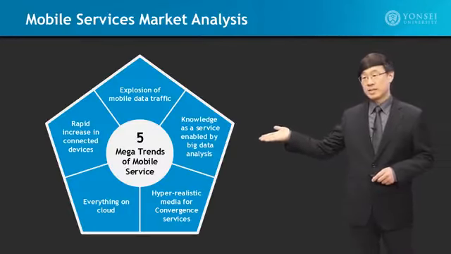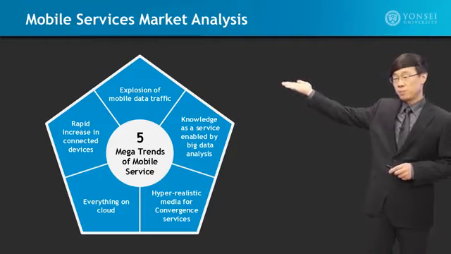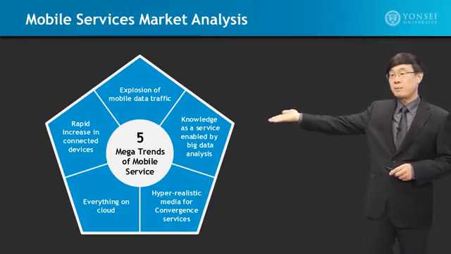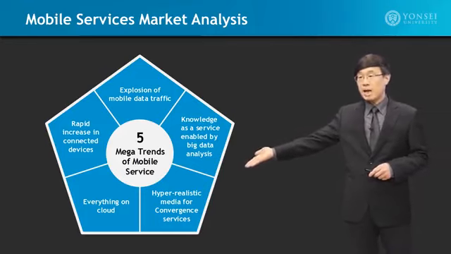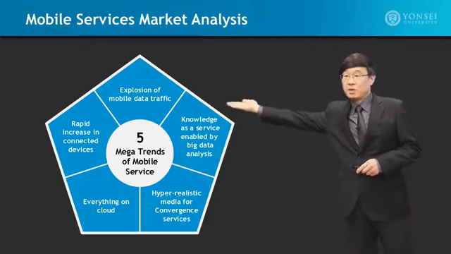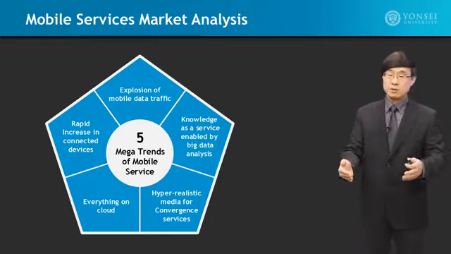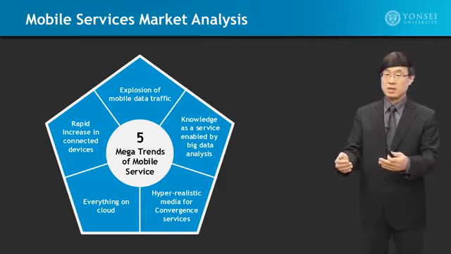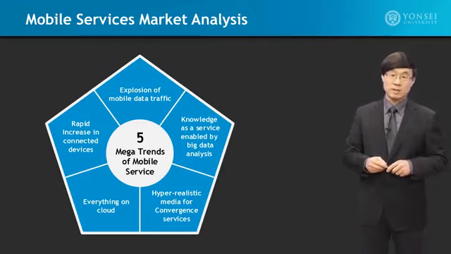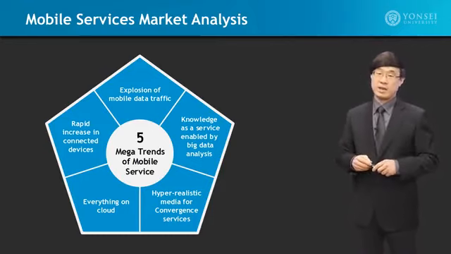The 5 mega trends of mobile service are listed here in this structure, where you can see on the top, explosion of mobile data traffic, then knowledge as a service, enabled by big data analysis. In addition, hyper-realistic media for convergence services, everything on cloud, and rapid increase in connected devices. These 5 major trends will lead the future in technology development and services, and we need hardware and software, as well as a network infra to support all of this. We'll take a close look into what's been done and what is most likely going to happen.